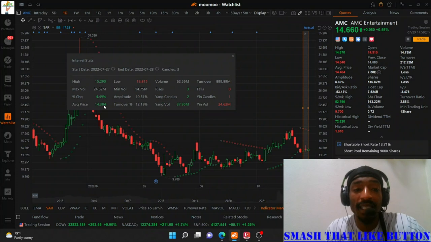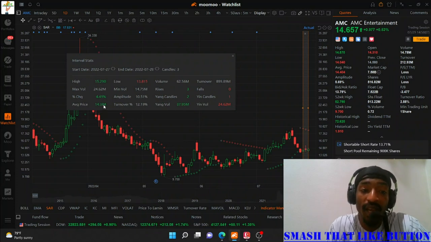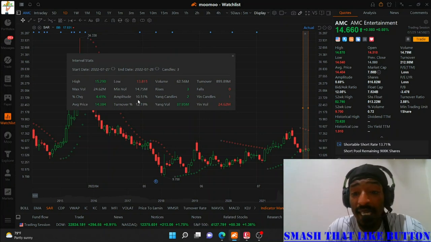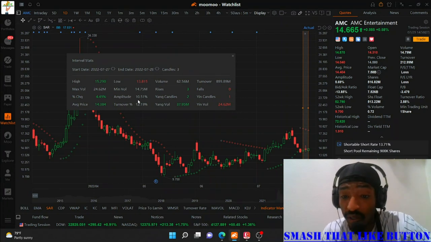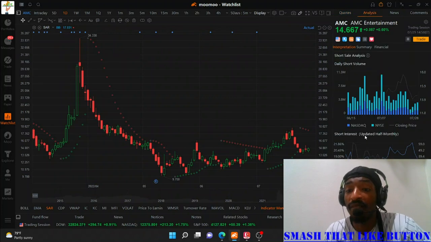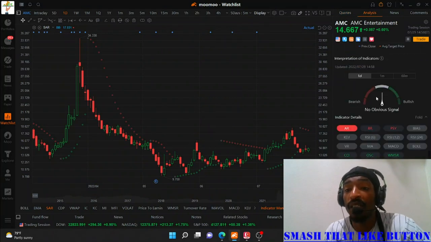But checking out these last 3 days of trading, very, very low amplitude here, only 10.51%. The range wasn't too wide here. As you can see, 13.81 being the low, with the high coming in at 15.29 these last 3 days of trading. Take a brief look and check out our interpretations of indicators, aka our cheat sheet. Checking out the 1 day, we do see slightly bullish indicators here on the CCI, OSC, and the WMSR.